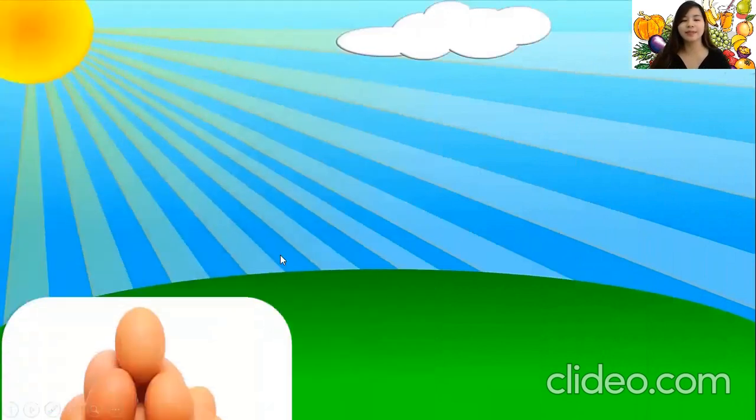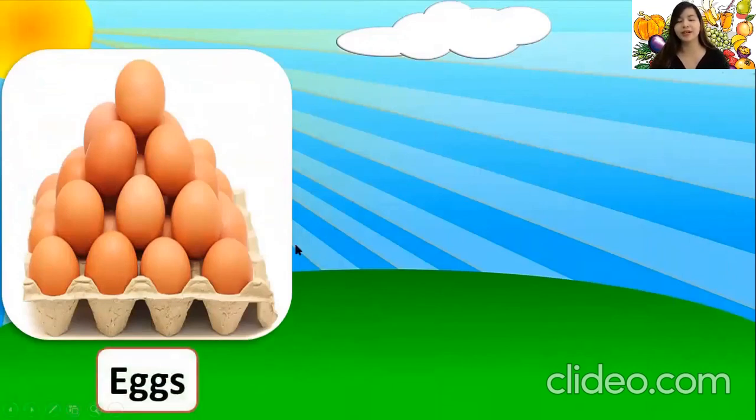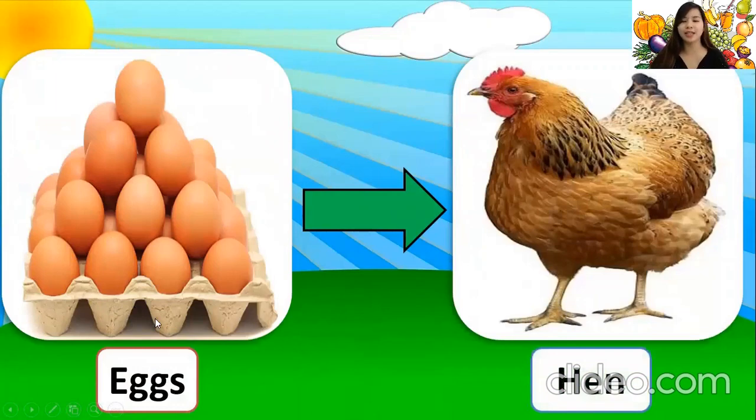So next one. How about this one? What is this? These are eggs. So where do eggs come from? They come from the mother hen, or hen. Again, eggs come from hen.